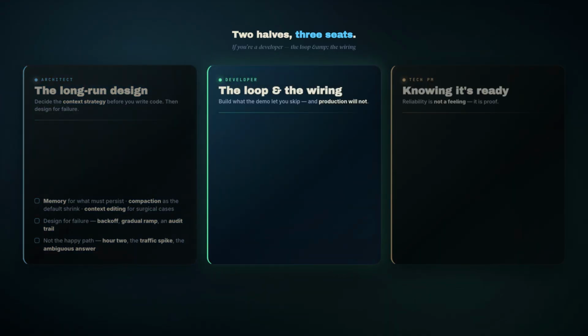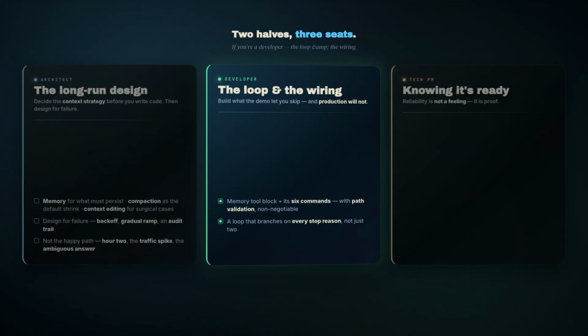If you're a developer, your job is the loop and the wiring. Add the memory tool block and implement its 6 commands, with path validation non-negotiable. Write the loop that branches on every stop reason, not just 2. Honor retry-after. The checklist is short, and every item on it is something the demo let you skip and production will not.